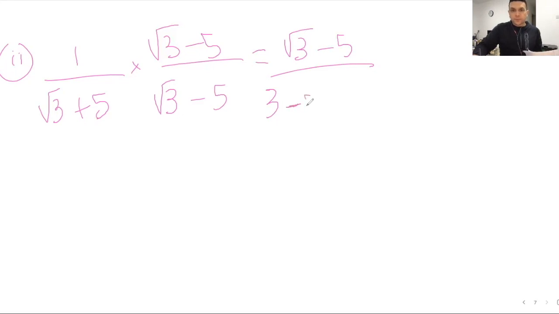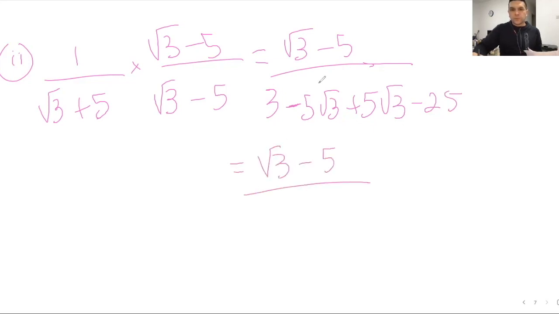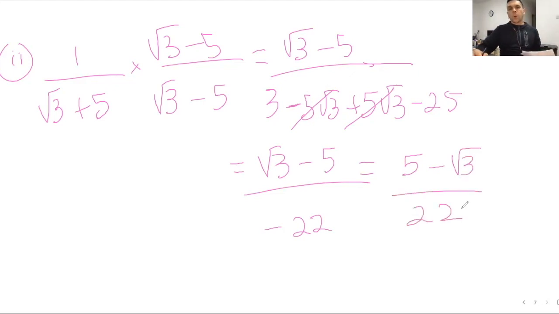Negative 5 the square root of 3 plus 5 times the square root of 3, and then minus 25. Okay, so we get square root of 3 minus 5 divided by, these two will cancel each other out, and then we get negative 22. And then if you want to distribute this negative, you would get 5 minus the square root of 3 divided by 22. Okay. Easy stuff, right?